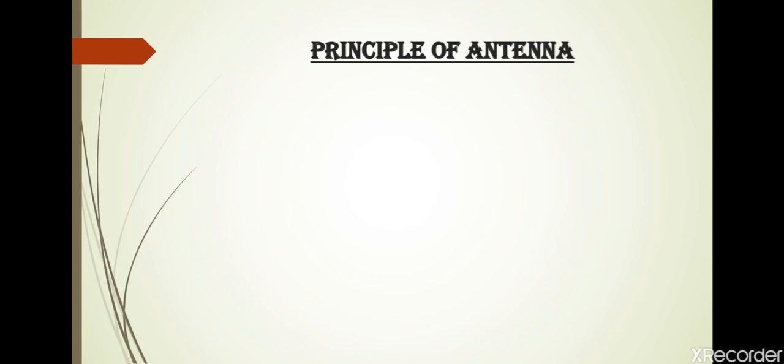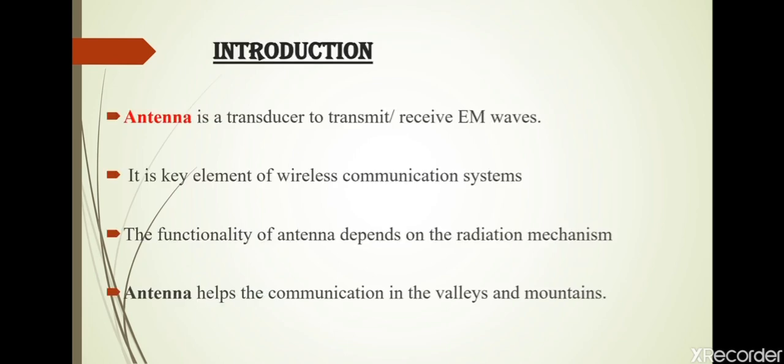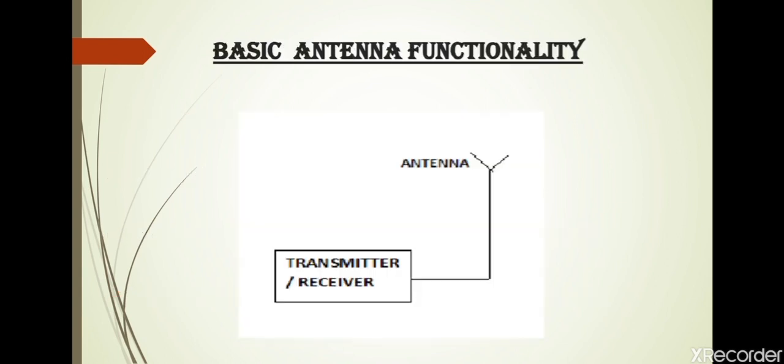Principle of antenna. Antenna is a metallic device which converts electromagnetic radiation in space into electrical signal or vice versa. The shape and the size of the antenna determine how much energy is radiated. Antenna is a transducer which converts one form of radiation into electrical signal. The basic functionality of antenna is shown in figure.